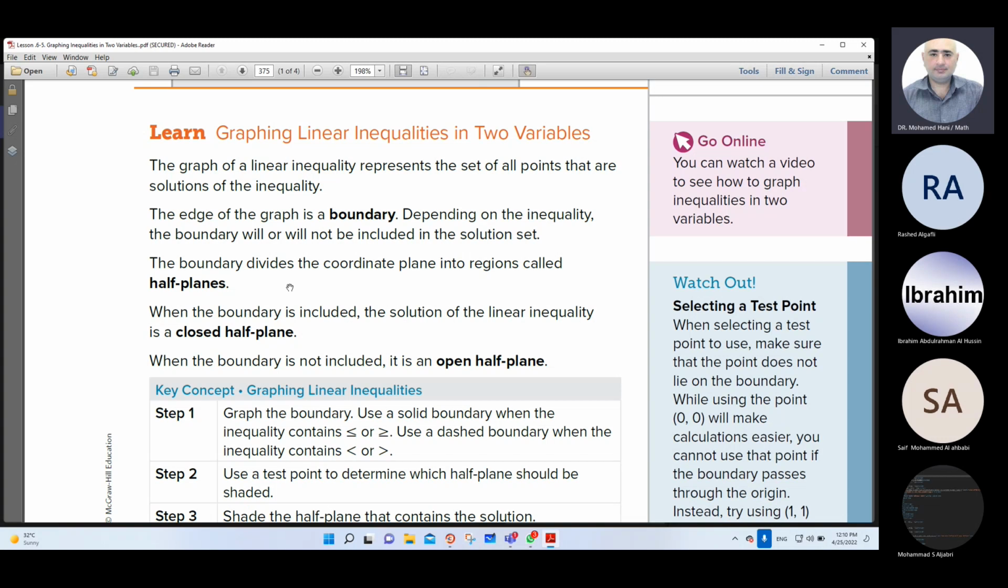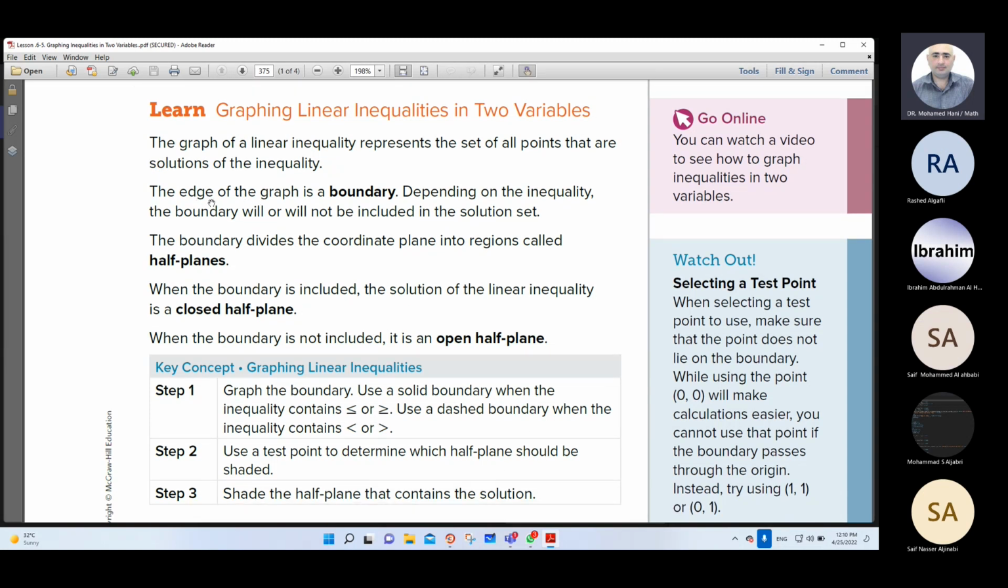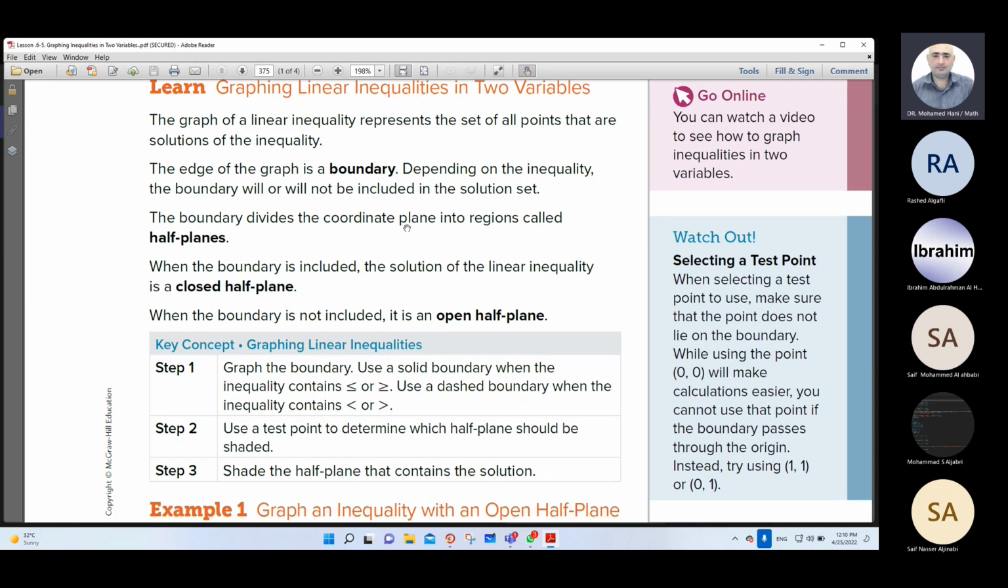The graph of a linear inequality represents the set of all points that are solutions of the inequality. The edge of the graph is what? It is a boundary, depending on the inequality. The boundary will or will not be included in the solution set. The boundary divides the coordinate plane into regions called half planes.